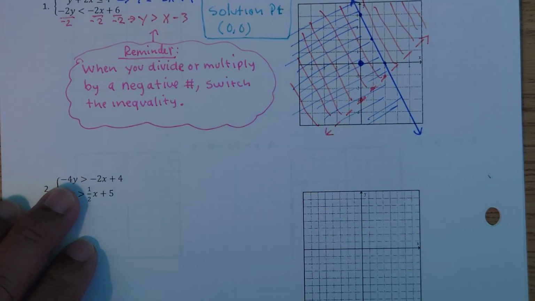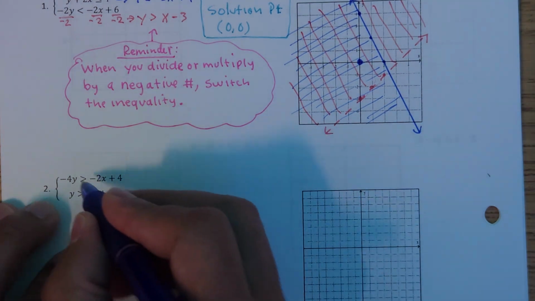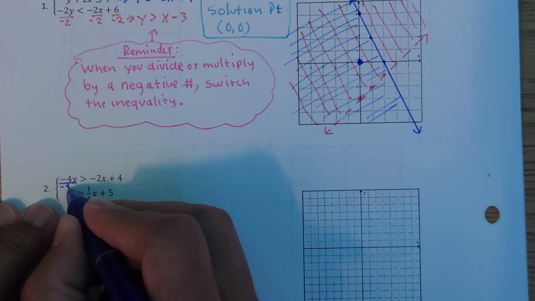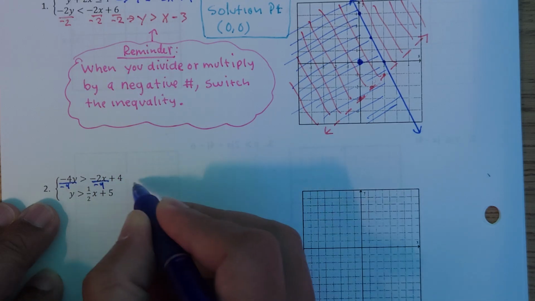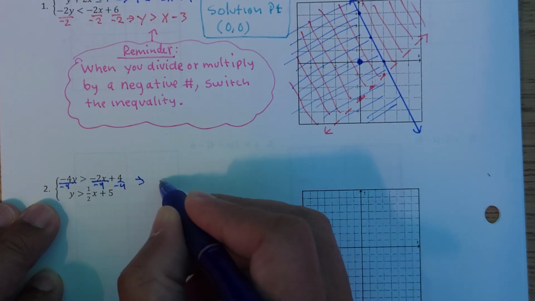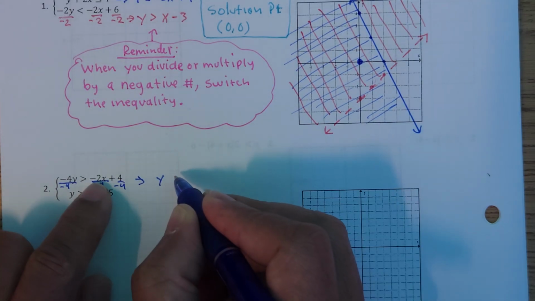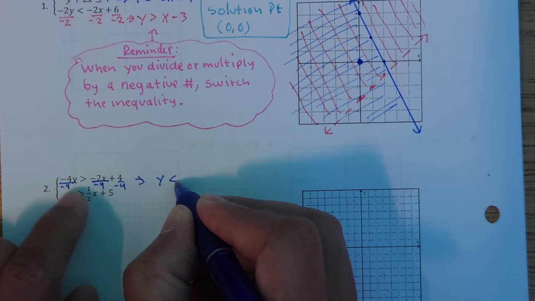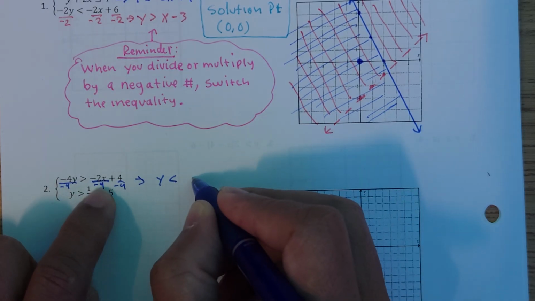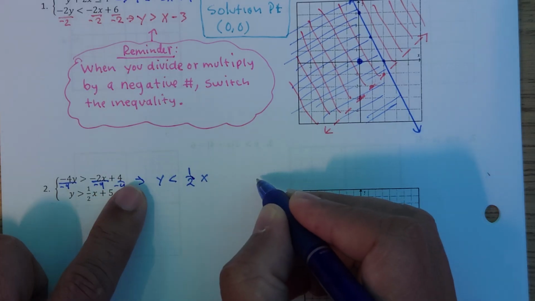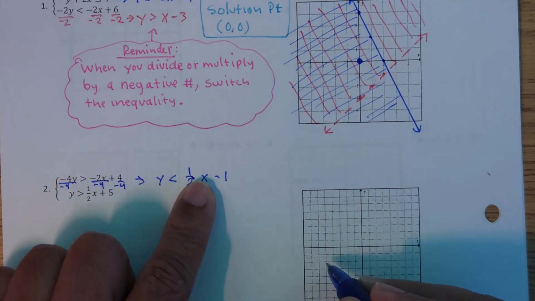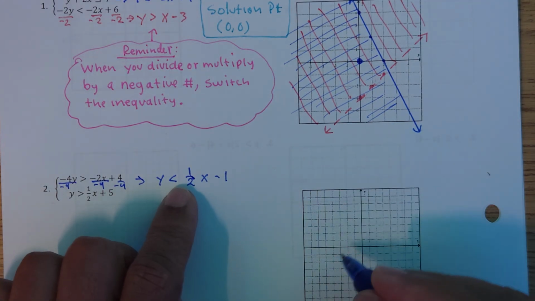So for the second example, I'm going to keep this with blue. There's a negative 4 in front of this y, so I'm going to divide each one of these terms by negative 4. So this is now y. Now notice this is going from negative to positive, which means you switch the inequality symbol to less than instead of greater than. And now we have 2 over 4 simplifies to 1 over 2. So 1/2 x, and 4 divided by negative 4 is minus 1. Okay, so I'm going to plot 3 points and then sketch the graph for this one.